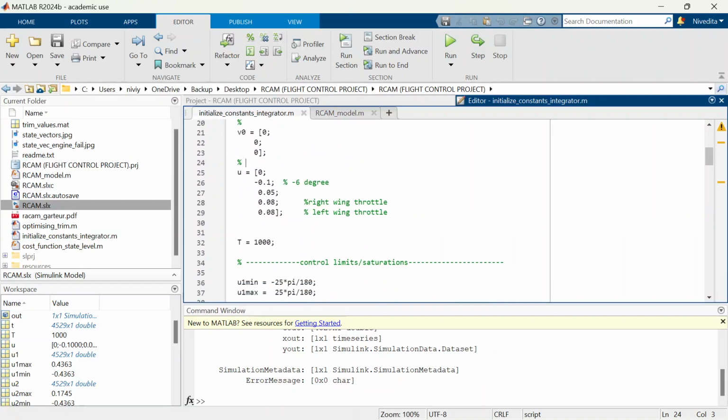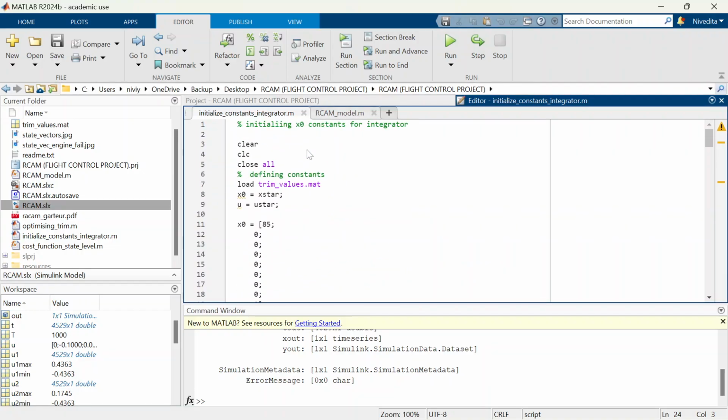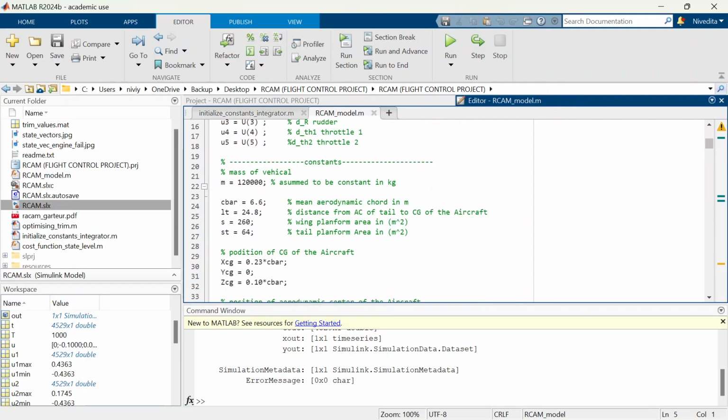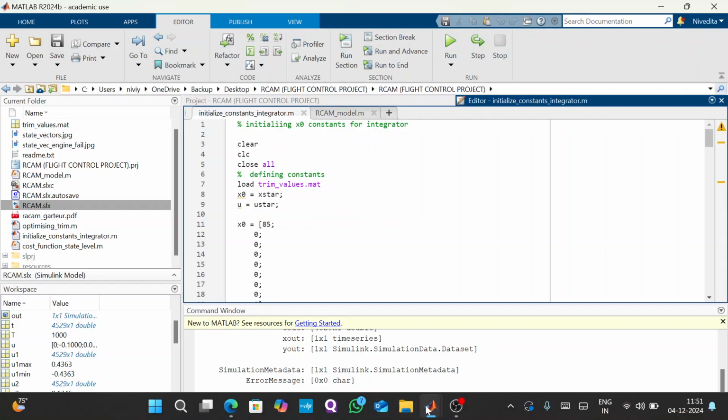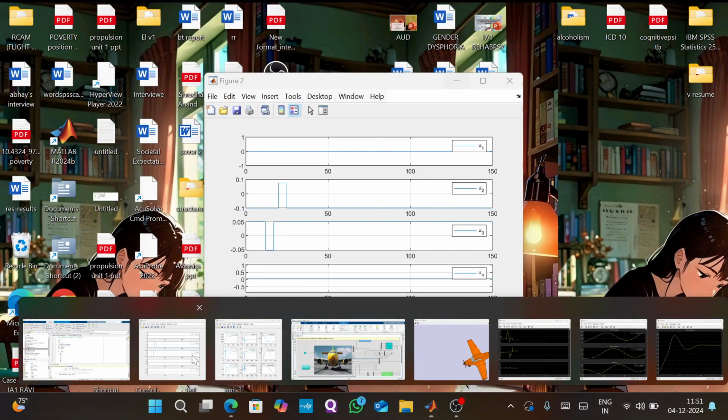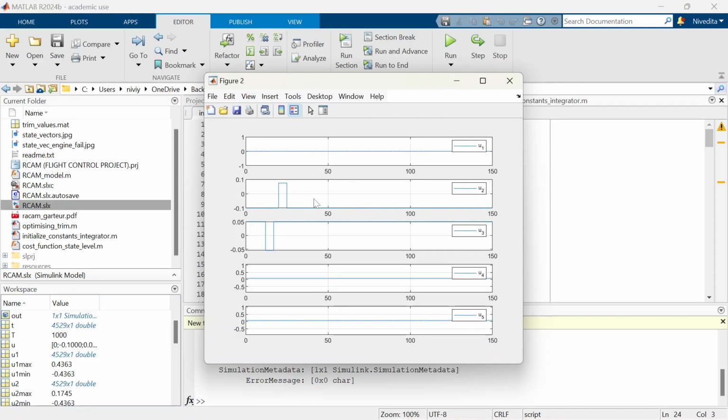This is the code used. There are two codes, this one and this. We first run this initialize constants integrator, and then we obtain two graphs. This one is for how the aileron, tail, and rudder and two throttles of the engine behave.